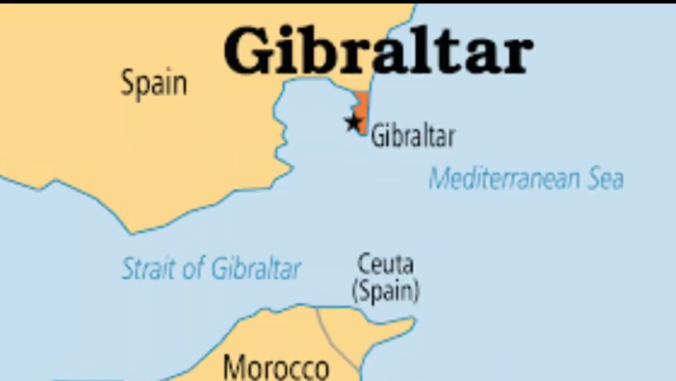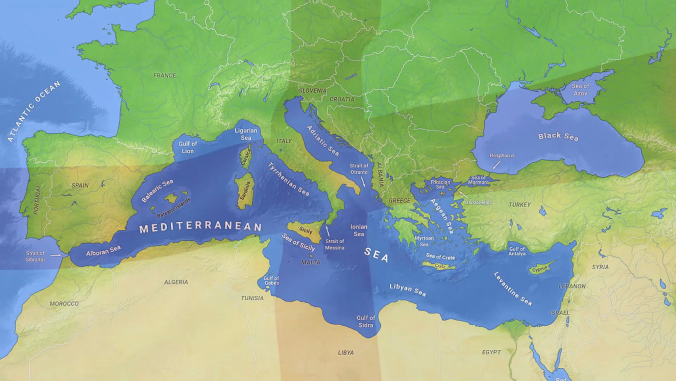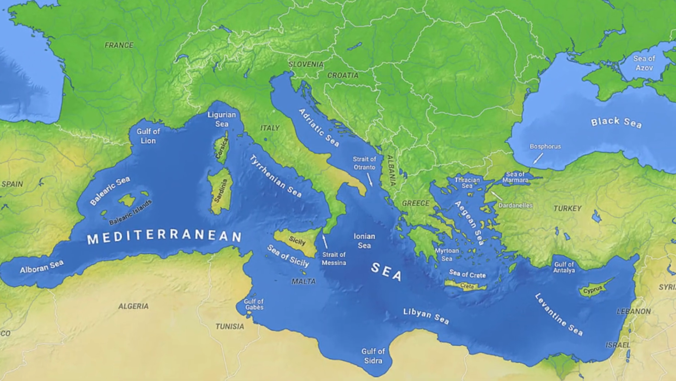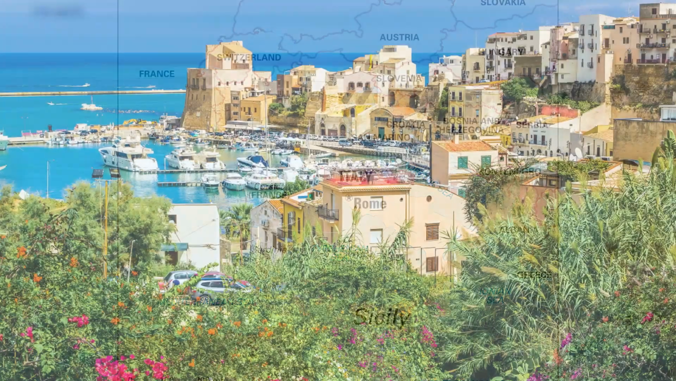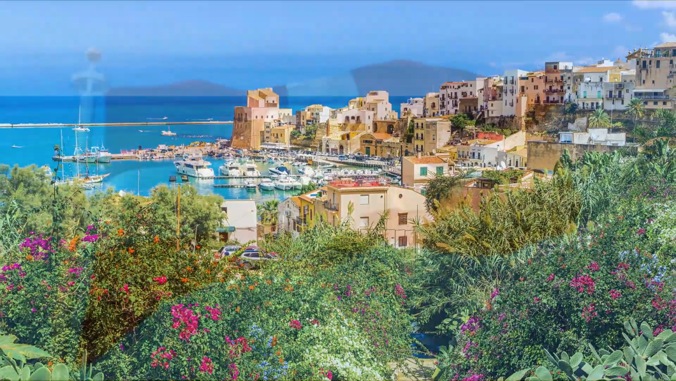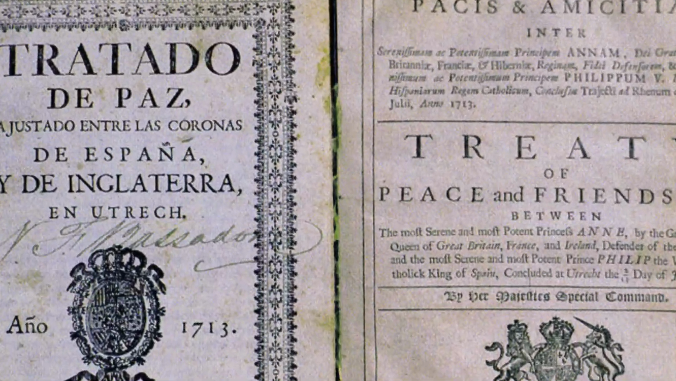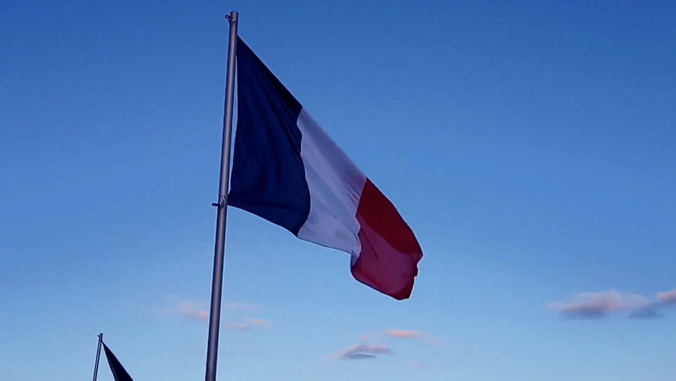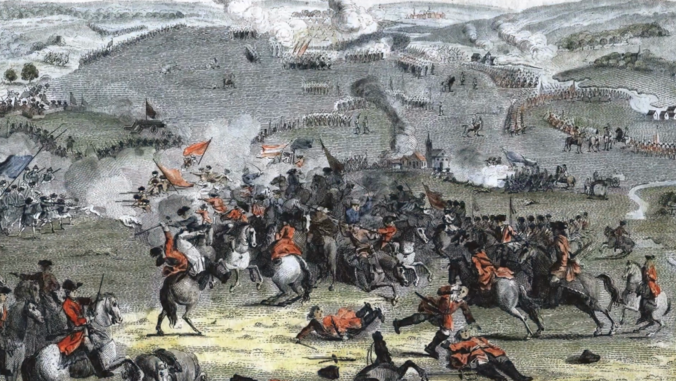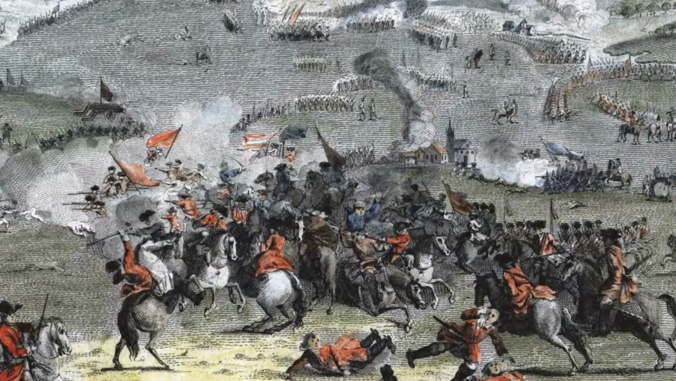England received Gibraltar and Minorca. These were strategic ports that gave England access to the Mediterranean Sea and its trade routes. France received Sicily. This was a fertile island that enriched France's economy and culture. And Savoy was technically subsumed into the Kingdom of Sicily. The treaty also stipulated that Spain and France could not be united under one monarch. This was a way to prevent a possible Franco-Spanish alliance that could threaten Europe's balance of power.